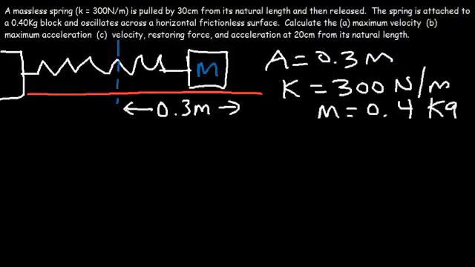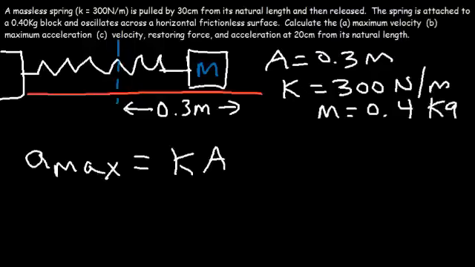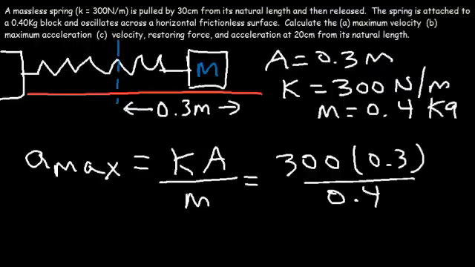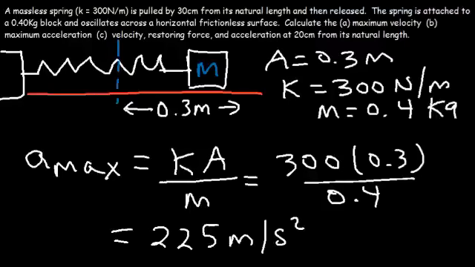So now what about part B? What's the maximum acceleration? So let's use this equation. It's equal to K times A divided by M. So it's going to be 300 times 0.3 divided by 0.4. 0.3 divided by 0.4 is basically 0.75, times 300. That's 225. So the maximum acceleration is 225 meters per second squared.